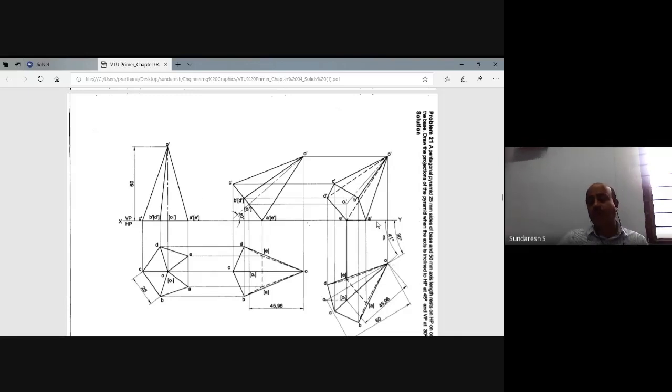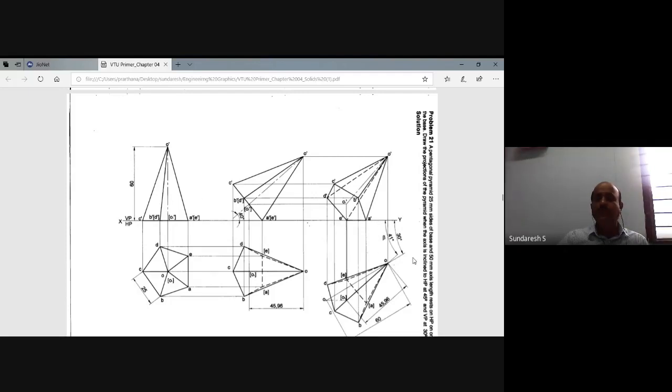So for that, how do you do it? Take a convenient distance from the XY line, below the XY line. One thing you are supposed to remember is that even a small portion of the solid should not cross below the XY line. So when you are drawing the top view, the complete solid should be below the XY line. This is very important. So especially in the third position, take a convenient distance from the XY line, below the XY line.